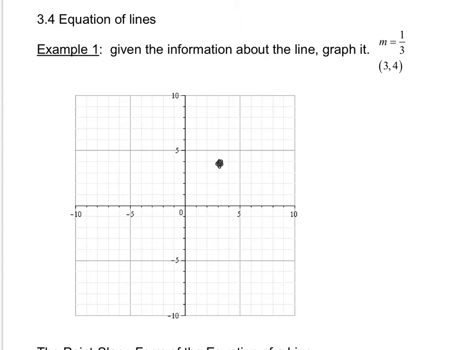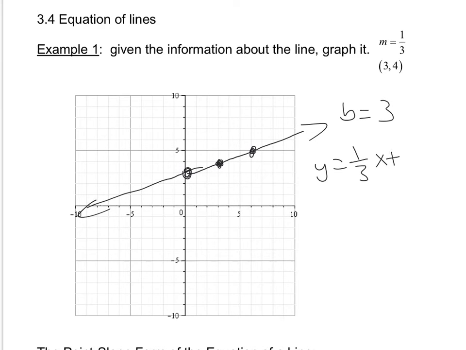And then move by the slope. So up 1, right 3. Or you could go down 1, left 3. Now if we were going to write this, didn't we just find out the y-intercept b is 3, so you could say the equation of the line is this. Not plus 1/3, plus 3.